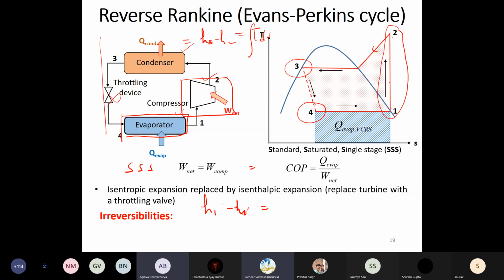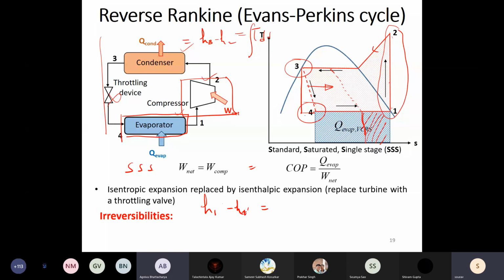But we can also shift the line towards the right to get more work. Okay, but then what will happen is we get less heat, less refrigeration capacity. So that's what I was trying to show you. Now from 4 prime to 4, by making this change, what we have done is we have lost some amount of refrigeration capacity.